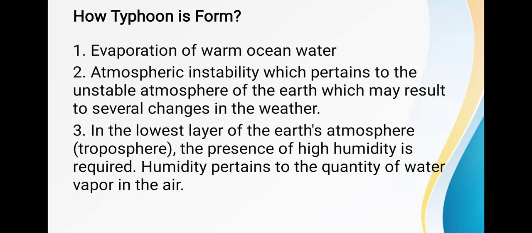Now let's talk about how a typhoon is formed. Number one, it is because of the evaporation of warm ocean water. Within the ocean, assume that the water is boiling. Of course, the vapor will come up, and the more vapor that comes up to the sky and to the clouds, there will come a time that it cannot hold its pressure. That is what we now call the tropical depression.